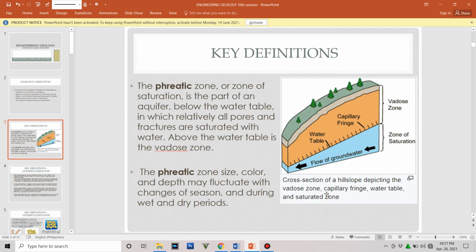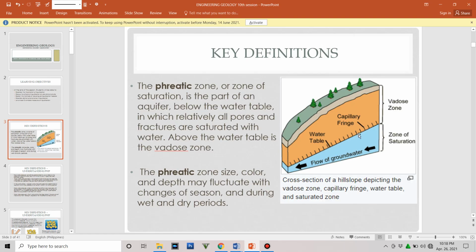We can see here the cross section. Of course there are catchment areas, and water will percolate. If you could recall, the catchment area is termed the watershed, and water percolates and moves underground. So the zone of saturation is below the water table, as you can see, and the vadose zone is the upper portion of the water table.